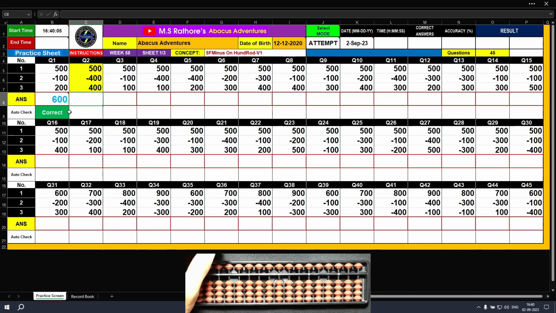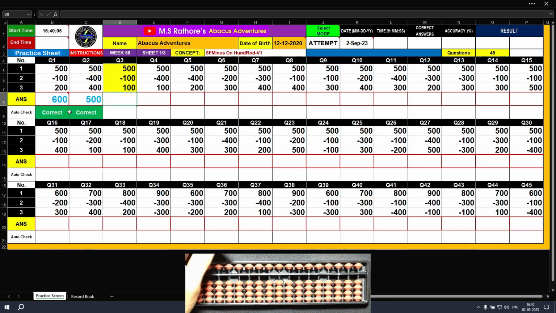Coming to question number 2. Plus 500, the answer is 500. Minus 400. So minus 4 formula. Minus 4 equals plus 1 minus 5. Now the partial answer is 100. Then comes plus 400. So plus 4 formula, plus 4 equals plus 5 minus 1. And the final answer is 500.